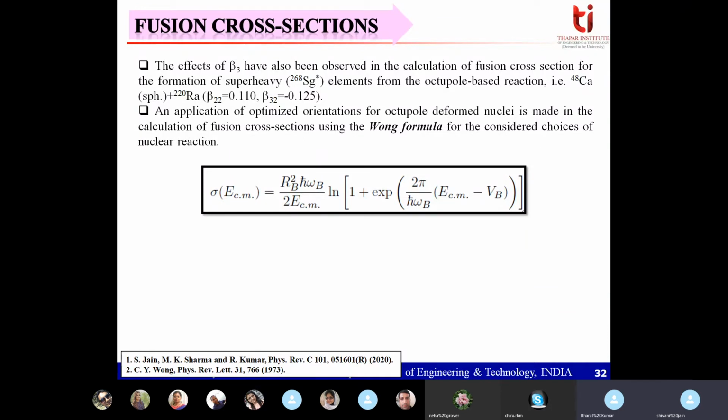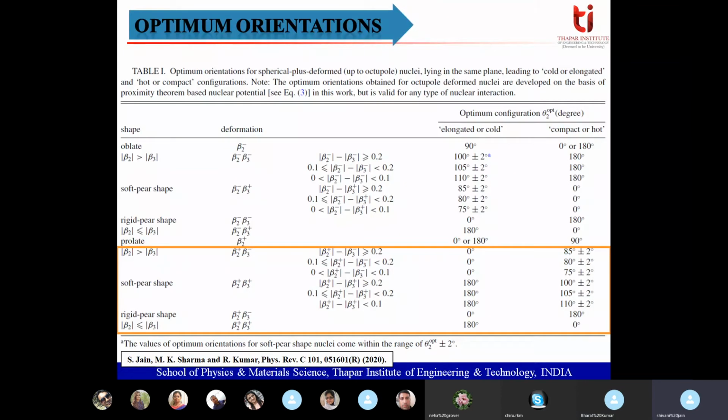Actually, I want to add something. For the calculation of this optimum orientation, we have also tried the SCUM forces as well, to observe whether these values are independent of the choice of potential or not. We obtained the same values by including that interaction also. So you are saying it is independent of the interaction we are taking? Yes, exactly.